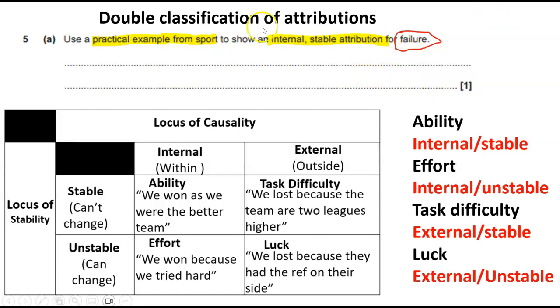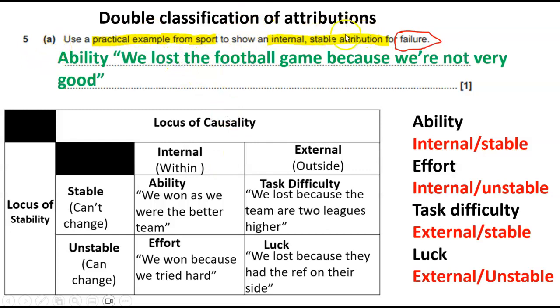So what I would do here, I've got to be specific because it says from sport. So I'm going to start off by saying, I'm going to show I understand that internal stable attribution is ability. And then I'm going to say, we lost the football game, example from sport, because we're not very good. And the not very good bit is showing the ability aspect of the attribution for failure.